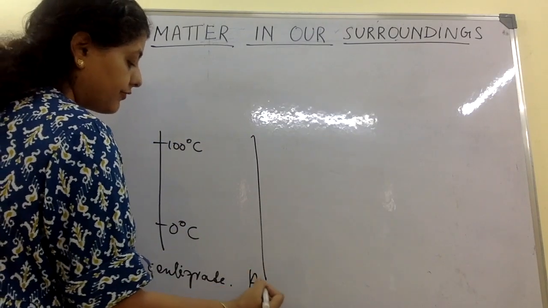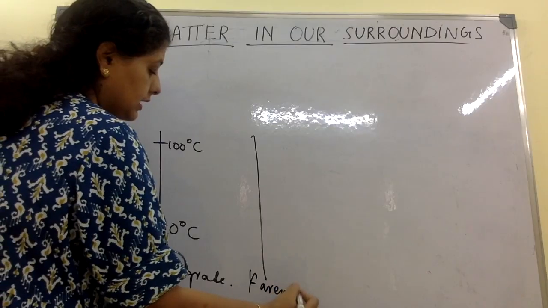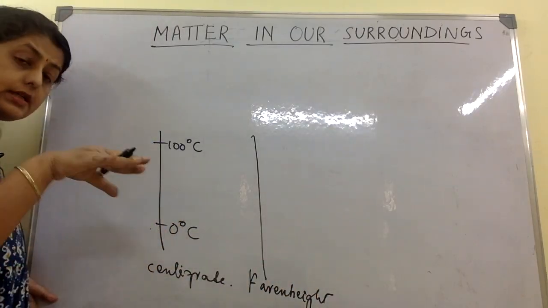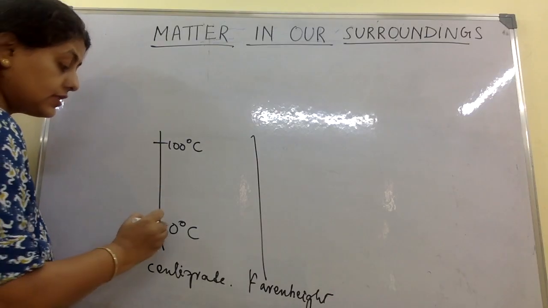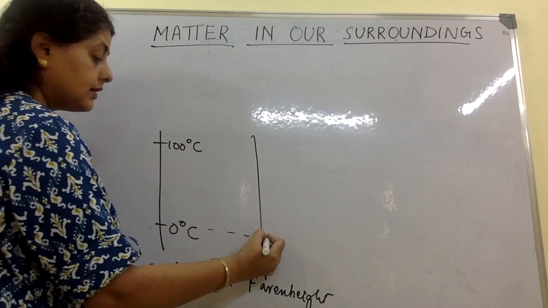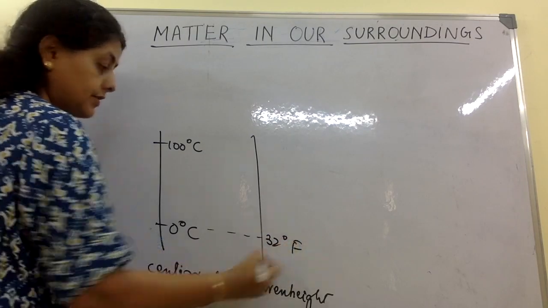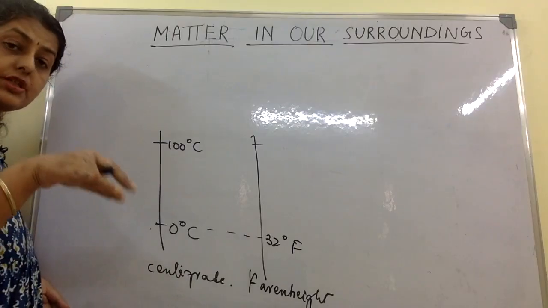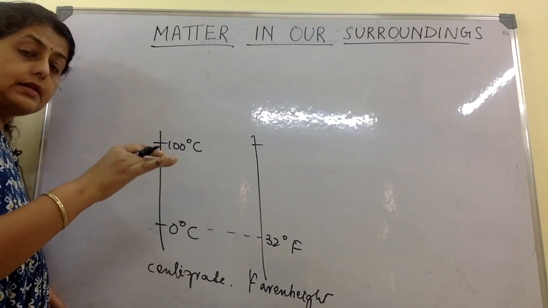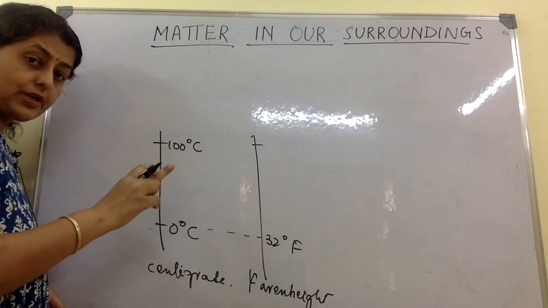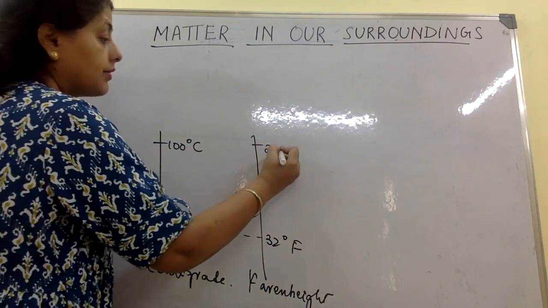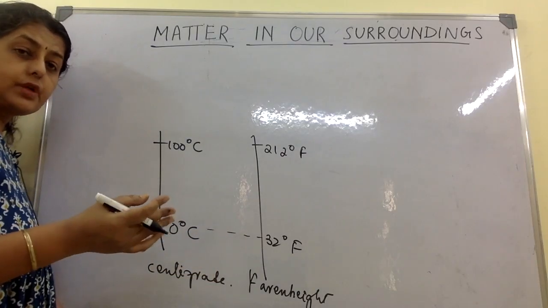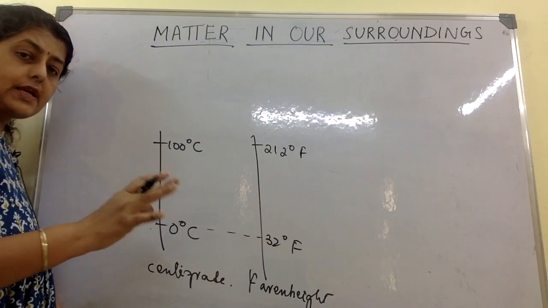If I talk about the Fahrenheit scale, the heat condition at 0 degrees centigrade is the same as 32 degrees Fahrenheit. And the 100 degree, that is the heat condition at the boiling point of water, is 212 degrees Fahrenheit. When we measure fever of the human body, it is in Fahrenheit only.